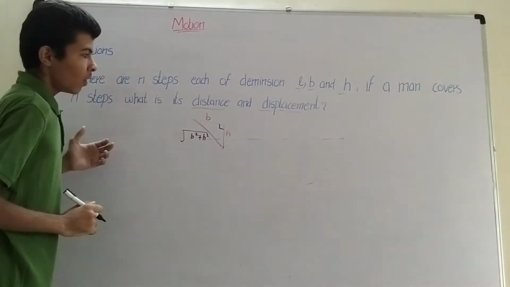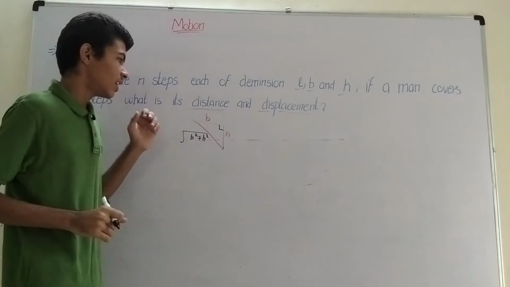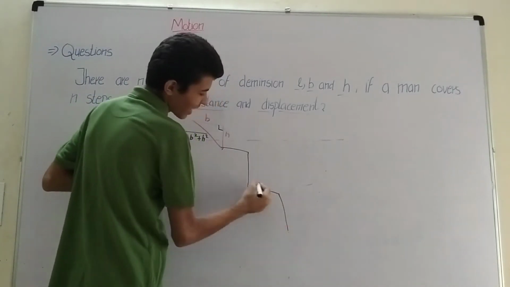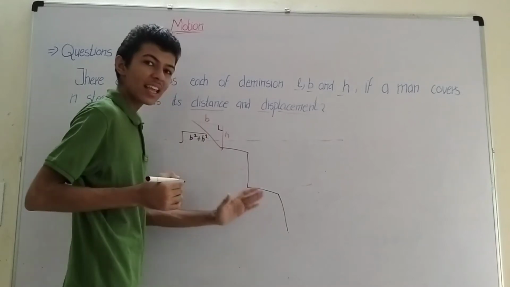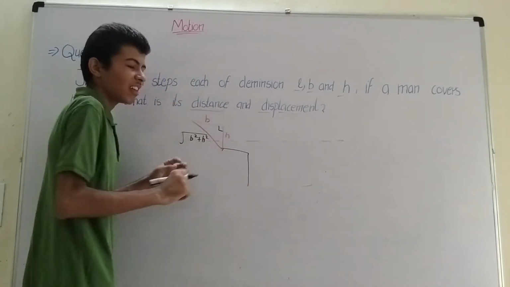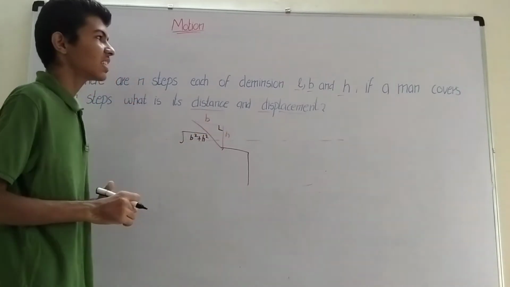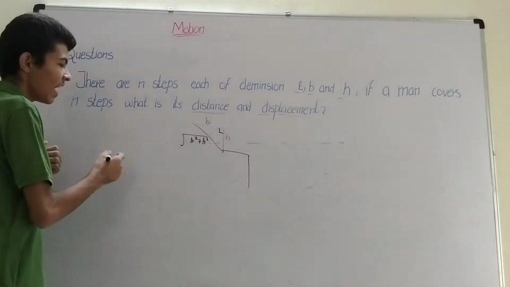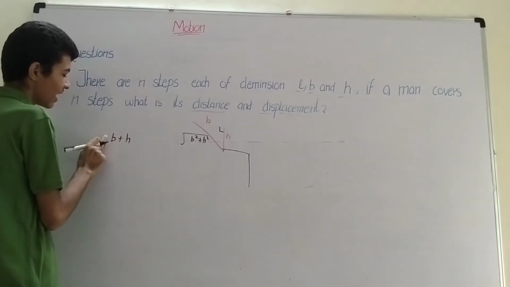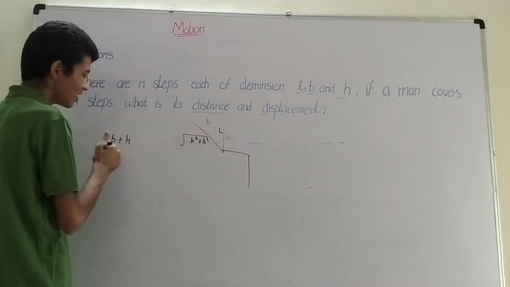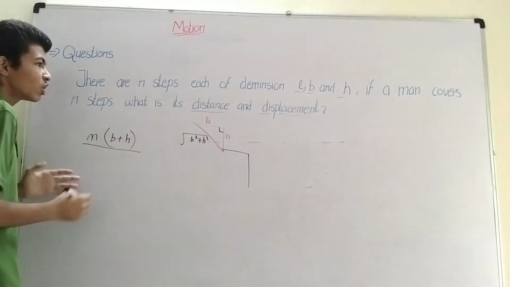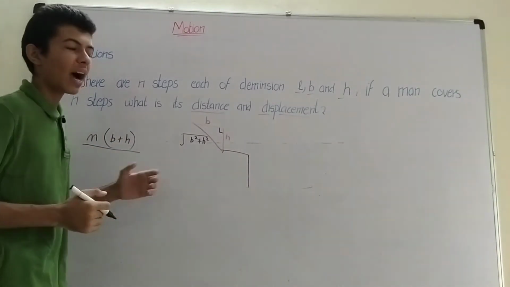So what would be the distance traveled? That would be this black line I have drawn, and that is n times. So we can take the distance traveled by the man as b plus h. B plus h would be the distance of one step traveled by the man, and times the n. So this would be the distance traveled by the man.